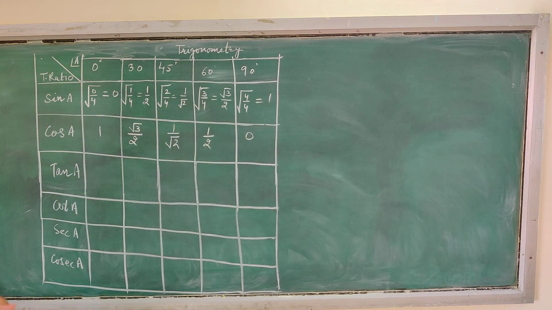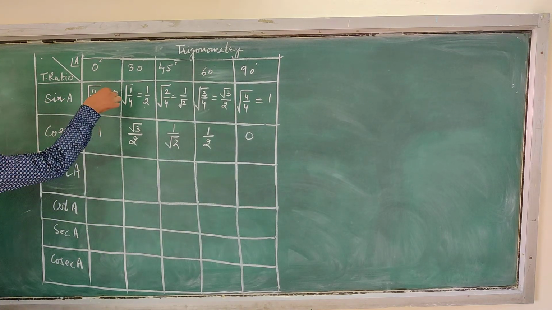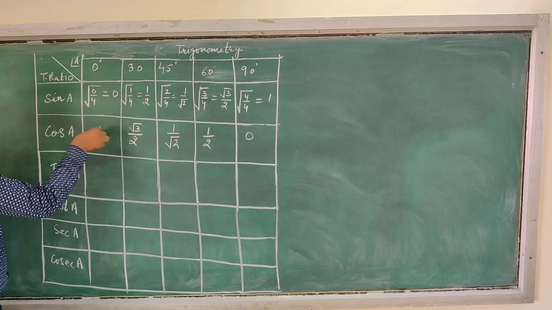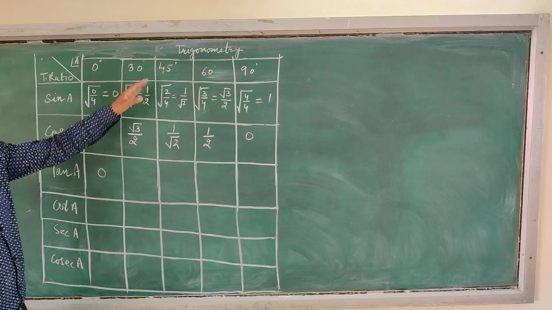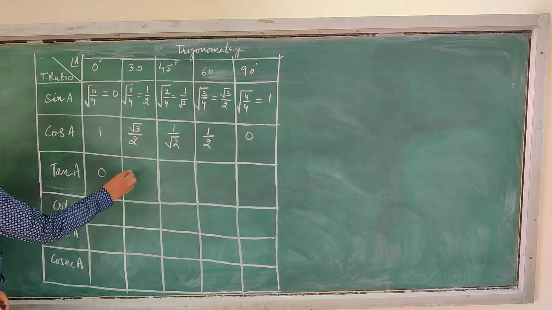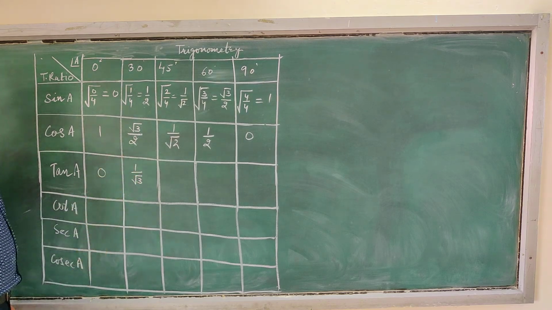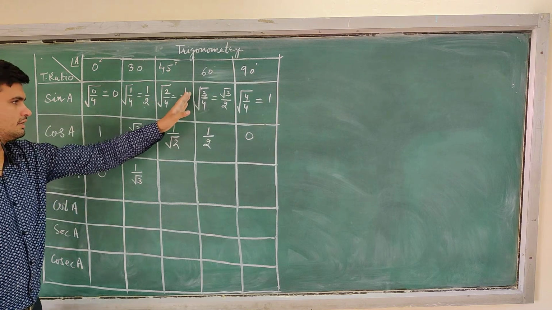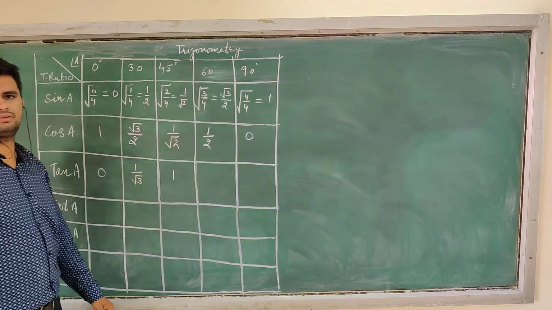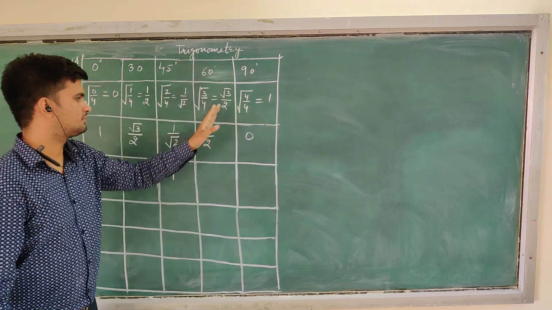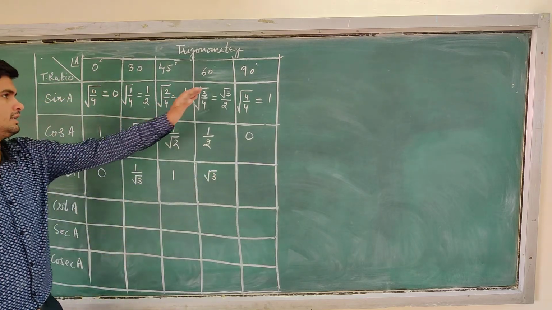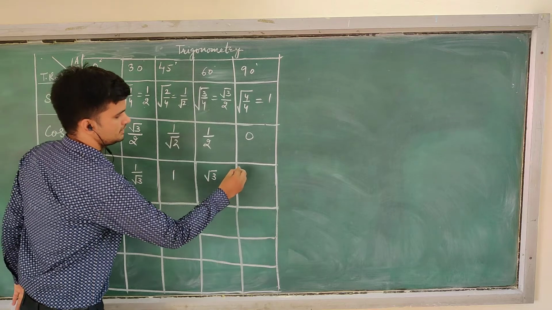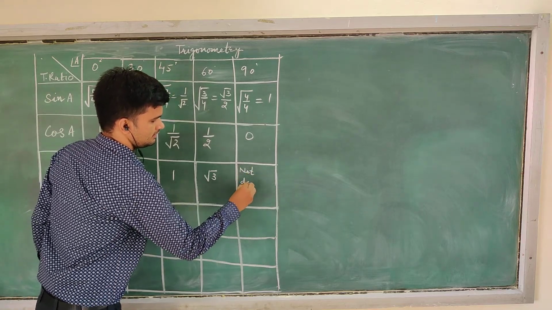And as we have already discussed, tan A is equal to sin A by cos A. So this tan 0 should be equal to sin 0 by cos 0. So it is 0 by 1 means 0. Tan 30 is 1 by 2 divided by root 3 by 2. It will become 1 by root 3. Tan 45 is 1 by root 2 divided by 1 by root 2. It is equal to 1. Tan 60 is root 3 by 2 divided by 1 by 2. It is root 3. Tan 90 is 1 by 0. 1 by 0 means it is not defined.